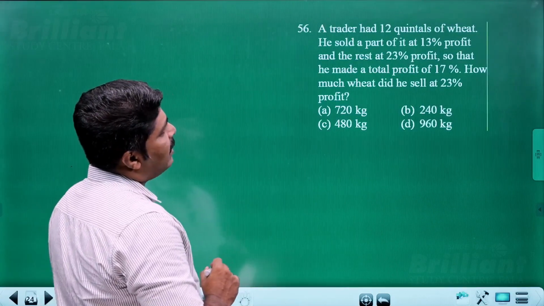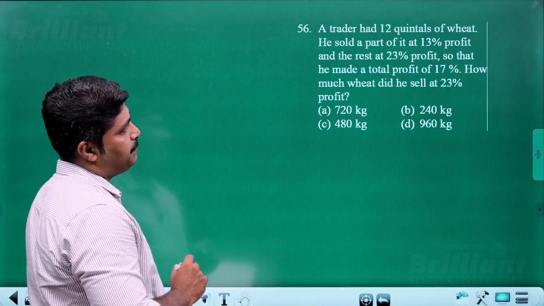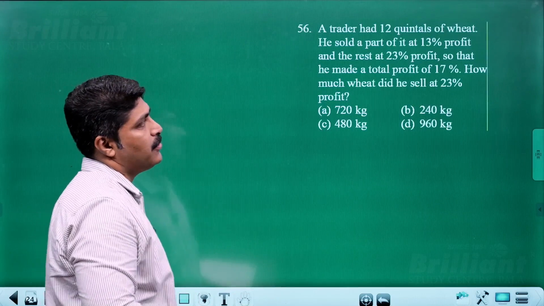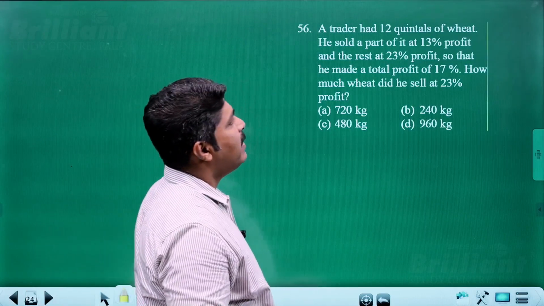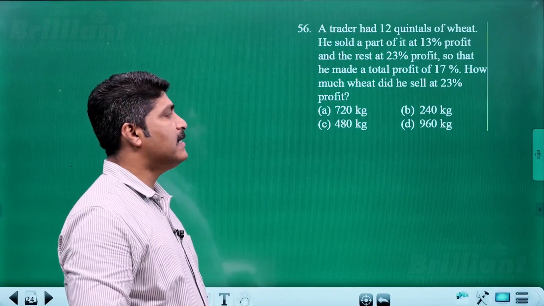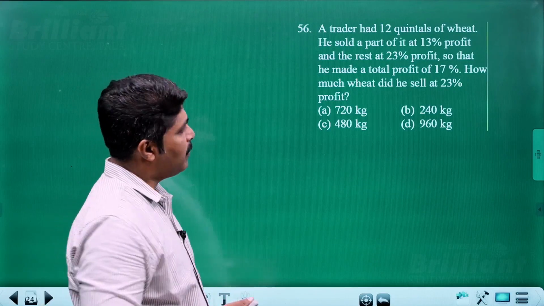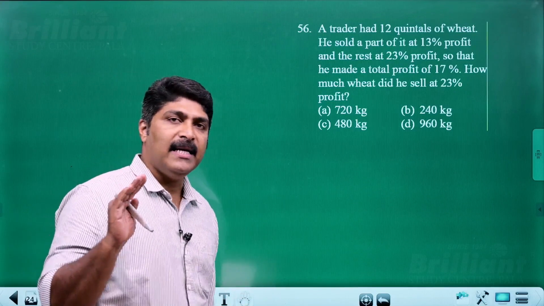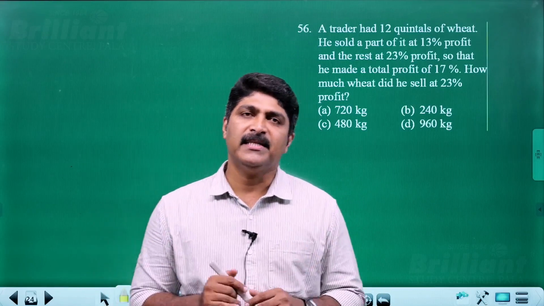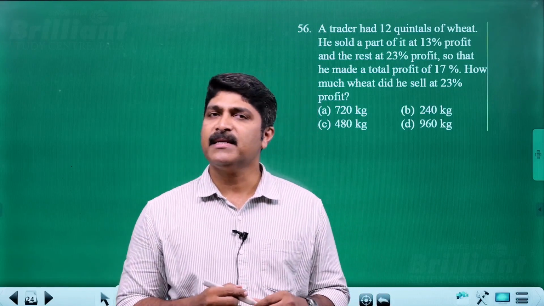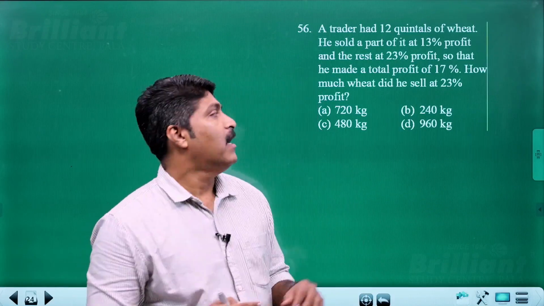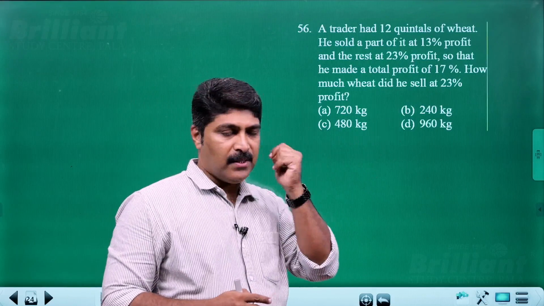A trader has 12 quintals of wheat. He sold a part of it at 13% profit and the rest at 23% profit, so that he made a total profit of 17%. How much wheat did he sell at 23% profit? It's a direct alligation type question. Hope you all are a little bit familiar with the concept of alligation and its application style, because we already discussed so many types of alligation questions and its application in various similar questions.